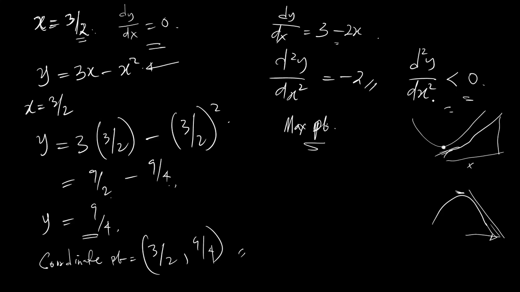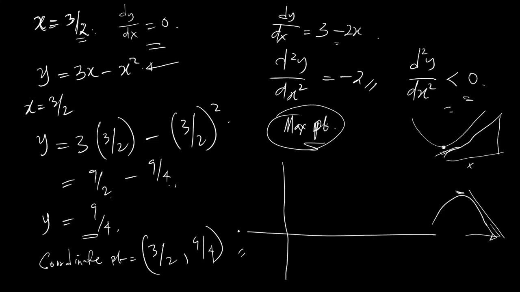So that means at this point, where you have this square, d squared y over dx squared is less than 0, then that point is the maximum point. So now let's make a sketch of this curve.